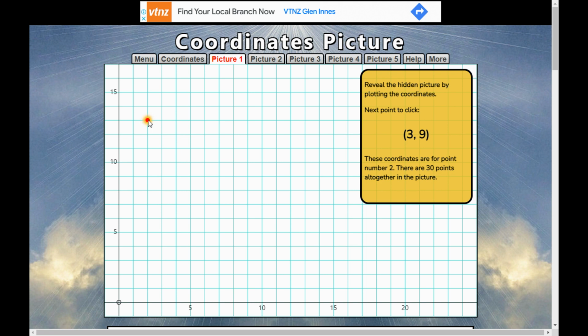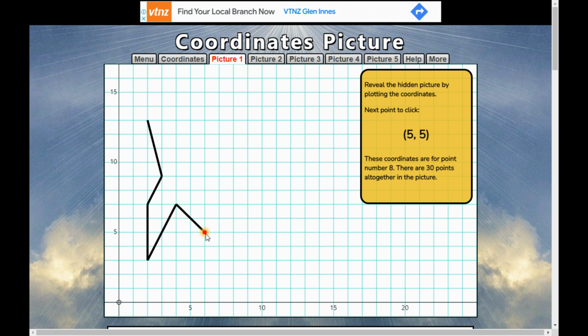That's the first point. Then we got 3, 9. 3 to the right and 9 up. It's going to start producing an image. 2 and 7. 2 and 3 up. 3 to the right and 5 up. That's 4 and 5. If you click the wrong point, it won't become a red dot. 4 and 7. 4 to the right and 7 up. 6 and 5. 6 over here. 6 and 5 is there.